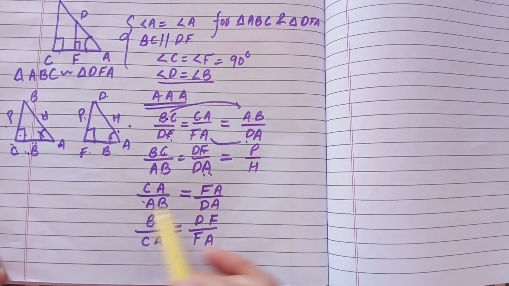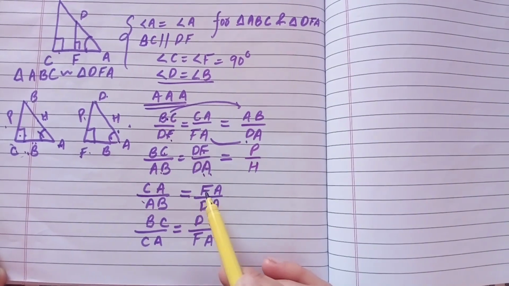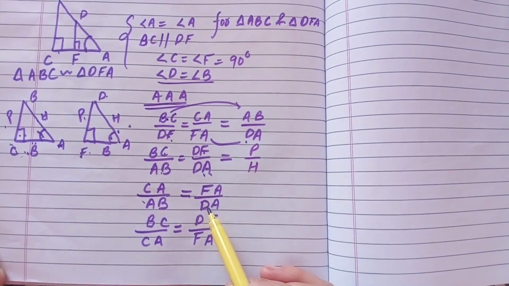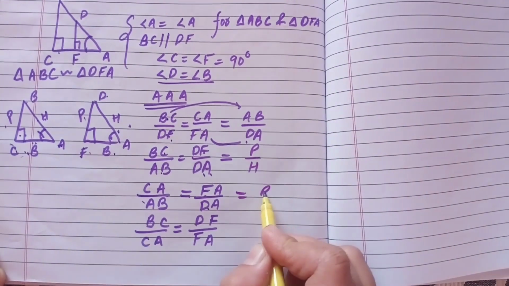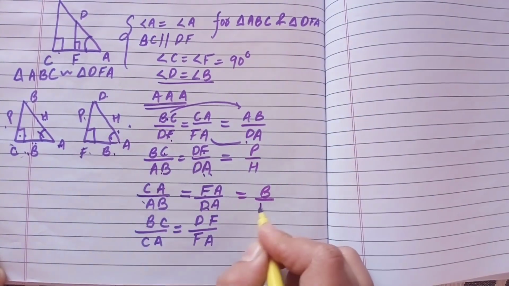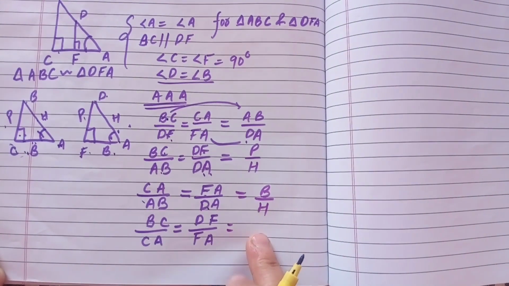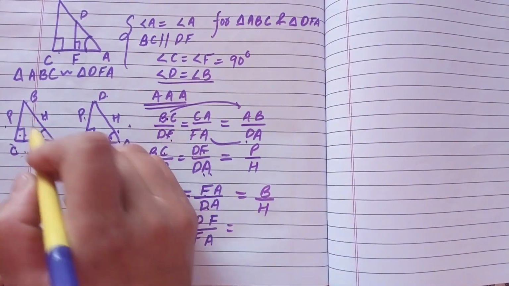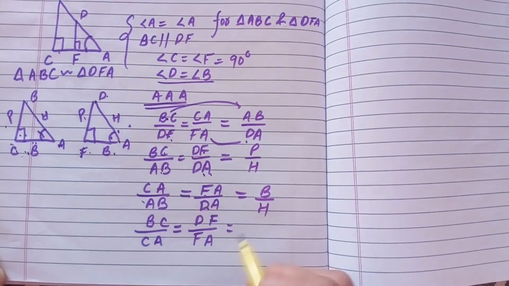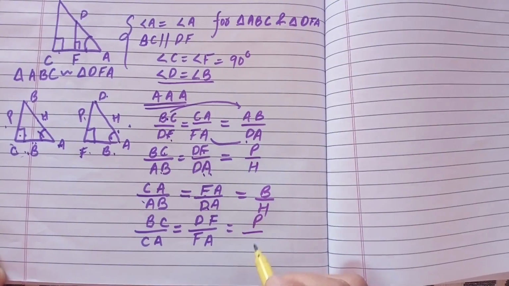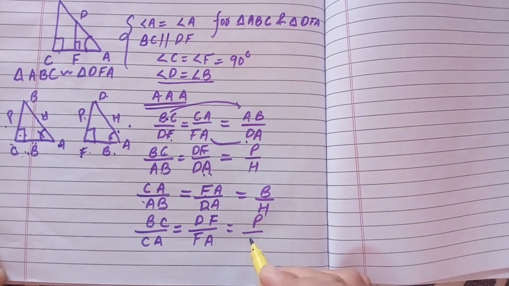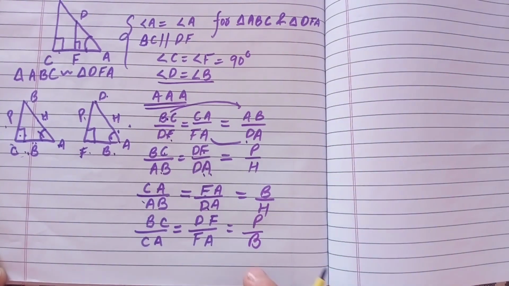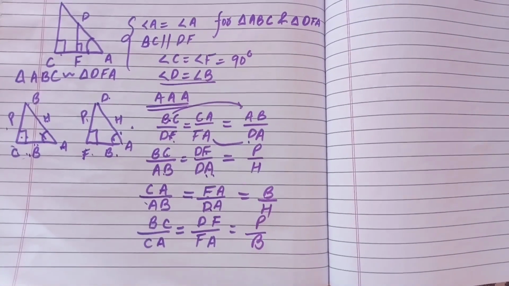And the second one, since these are all equal, we take FA by DA. FA is the base and DA is the hypotenuse, and this one is the same DF perpendicular. So FA is the base and DF is the perpendicular, giving perpendicular by base.